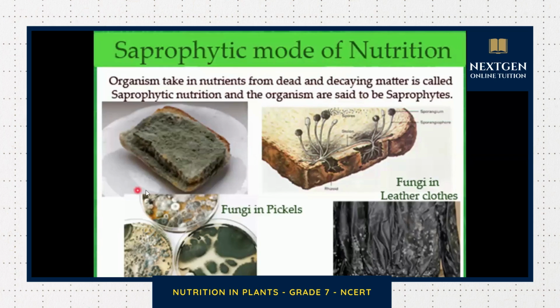Fungi also grow in pickles, leather cloths, and other articles that are left in hot and humid weather for a long time. During the rainy season, they spoil many things. These fungal spores are generally present in the air. When they land on wet or warm things, they germinate and grow.